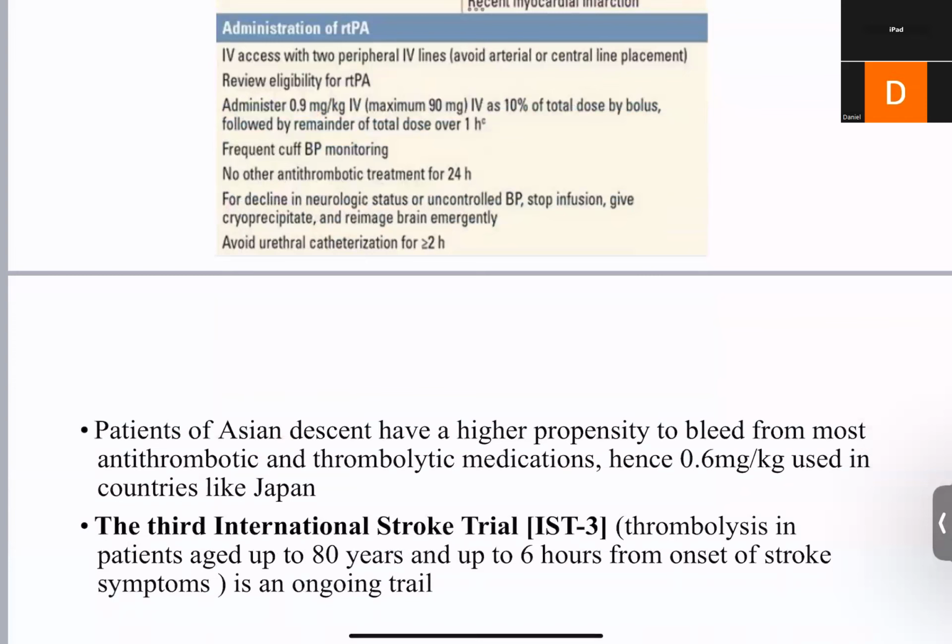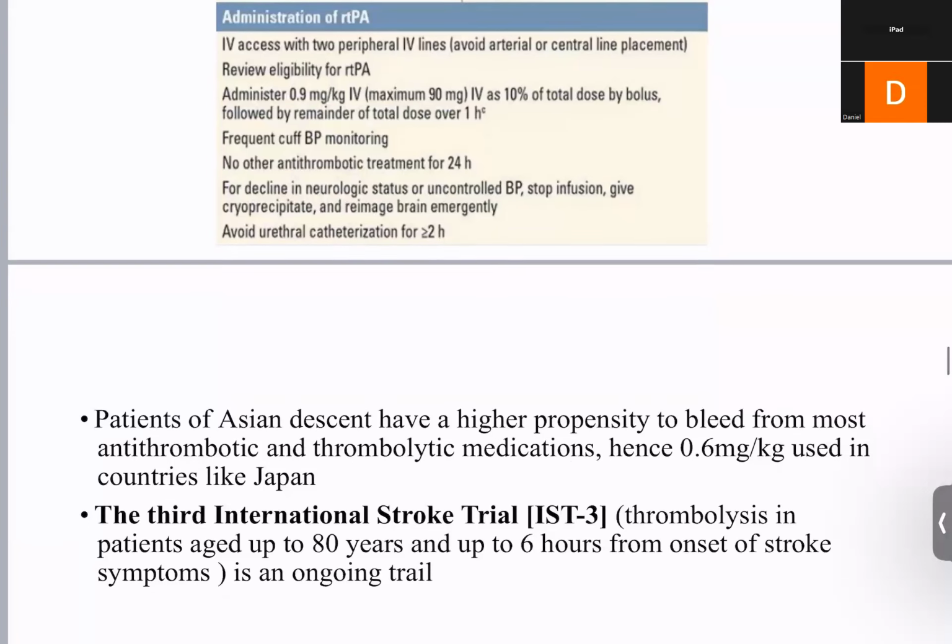Again, to administer alteplase, there should be 2 peripheral IV lines, and a dose of 0.9 mg per kg, which we discussed. There should be frequent BP monitoring, and following administration, there should be no other antithrombotic treatment for at least 24 hours. If there is decline in neurological status or if the BP is uncontrolled, we should immediately stop the infusion, give cryoprecipitate, and re-image the brain emergently. And it is better to avoid urinary catheterization for at least 2 hours.